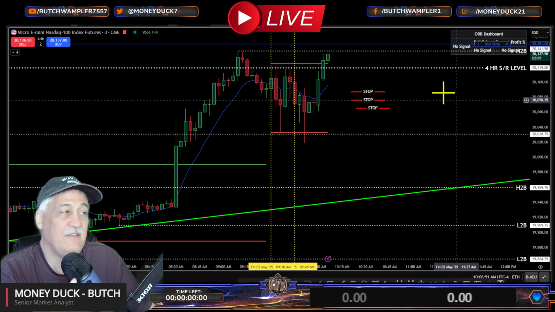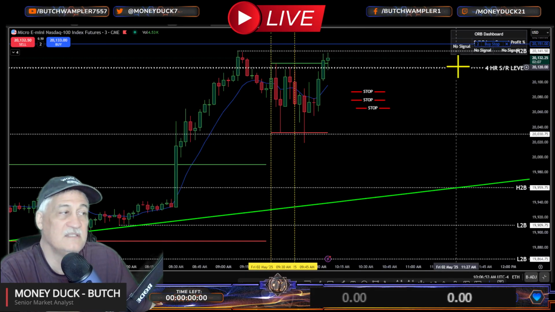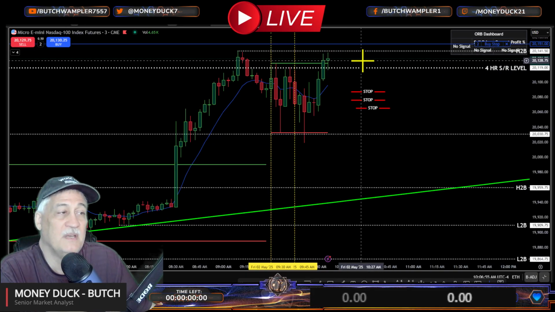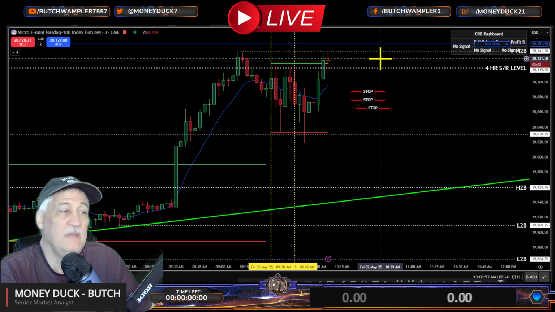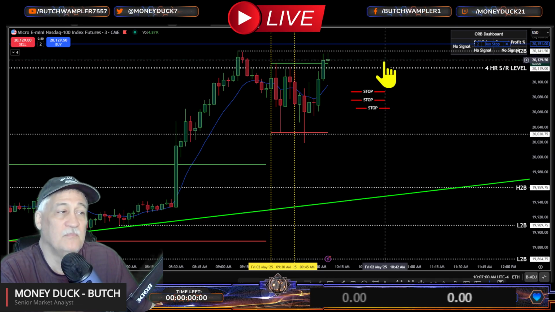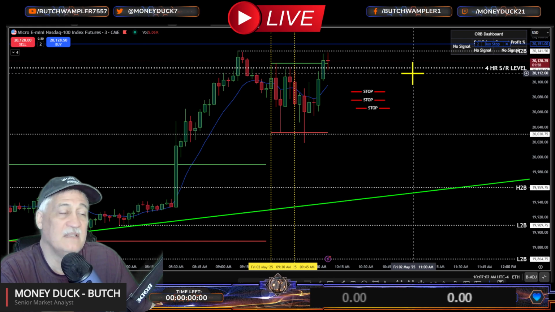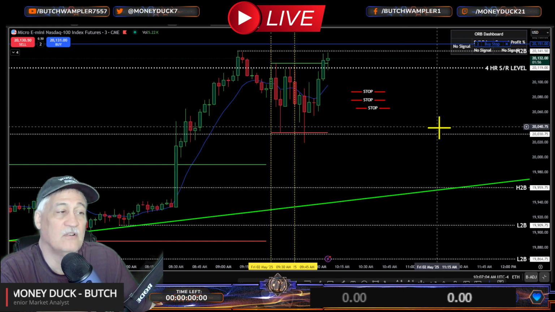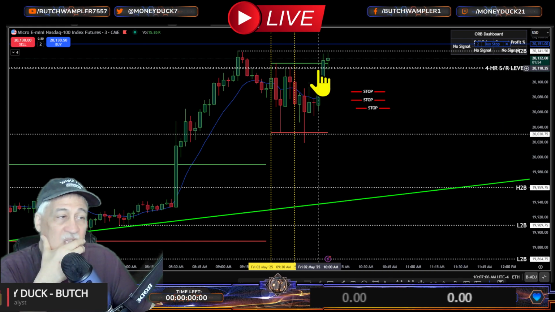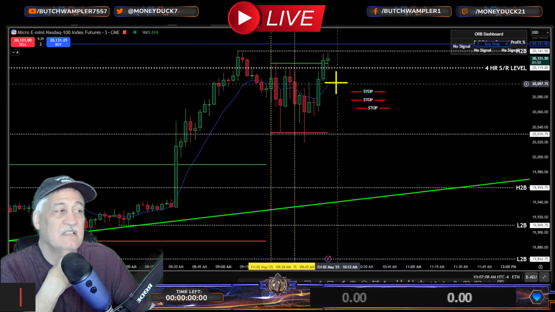So I have my safety trade. So if it breaks and runs, I am not going to miss out. Meanwhile, I'm going to wait on a pullback and see how far it pulls back and then look for a buy. It's kind of tricky in here because we've got 2 levels.